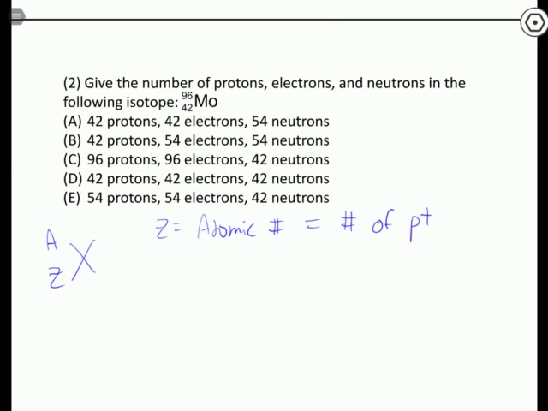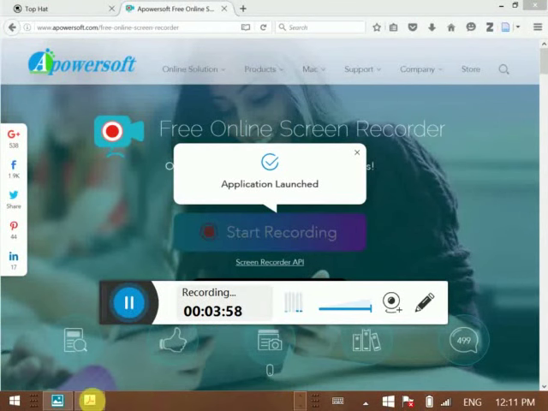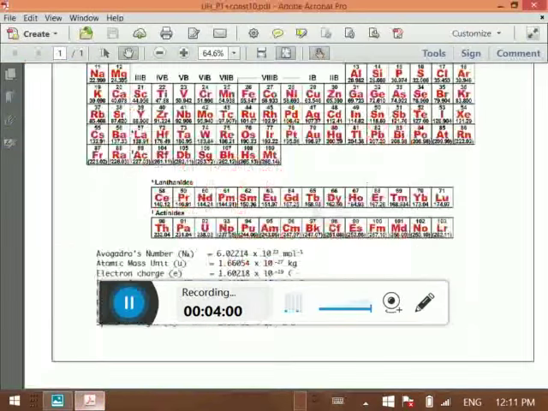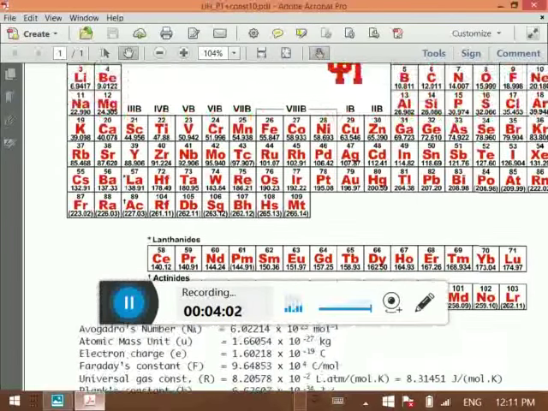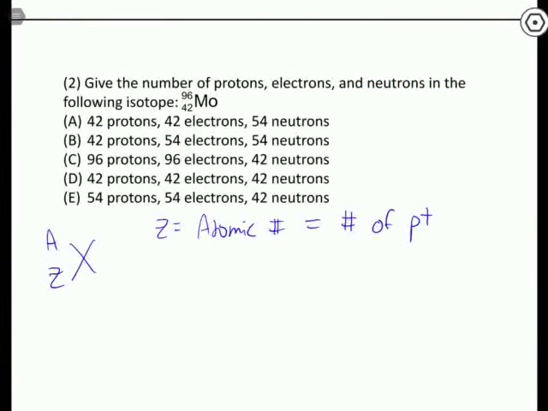If we didn't have the atomic number directly in the symbol, we could go to the periodic table. We find Mo, which is molybdenum, and that's element number 42, right here in the middle of the transition metals. So that tells us it has 42 protons. Whether that number was given to us or not, we can figure that out from the symbol. But Z is the atomic number, so if it shows up in the symbol, that's what that bottom number means.